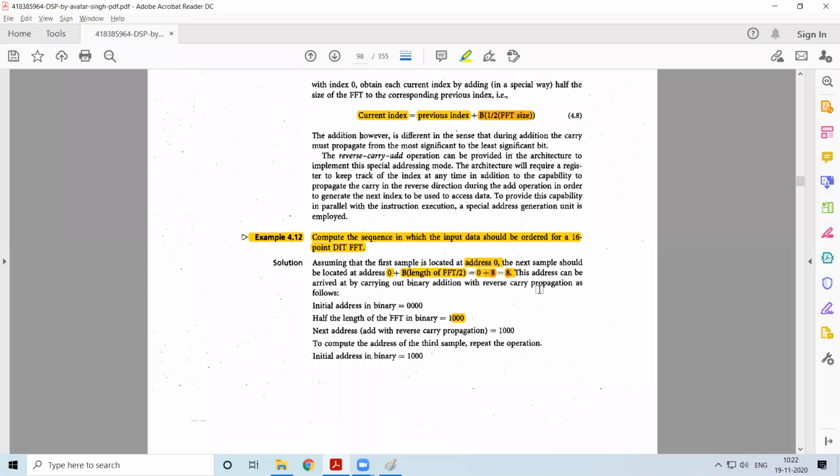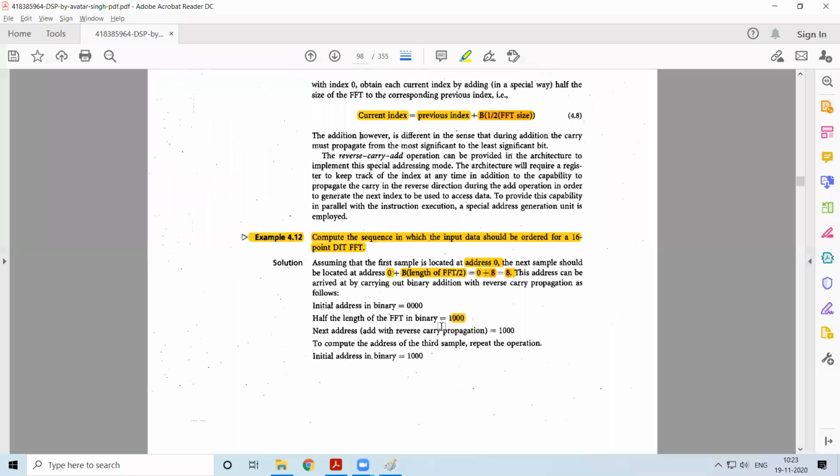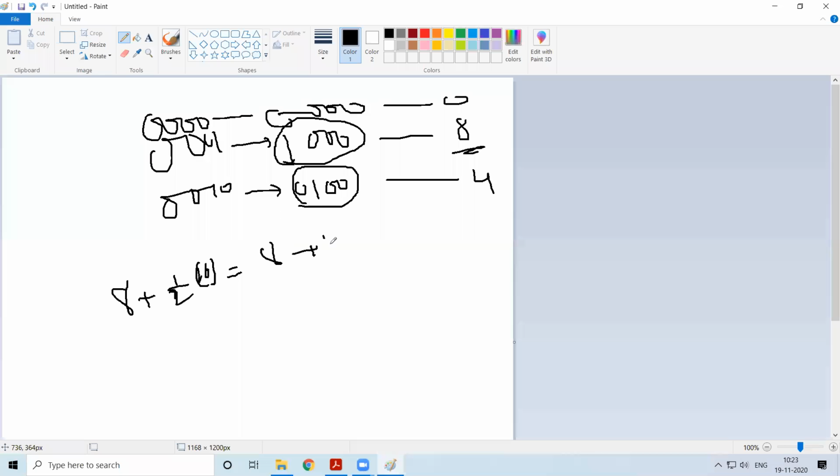So in order to do that, again, as per this one, I take 8 plus half the size of the FFT. Half the size of the FFT. So in this case, it is like 8 plus 8. So this turns out to be 16.